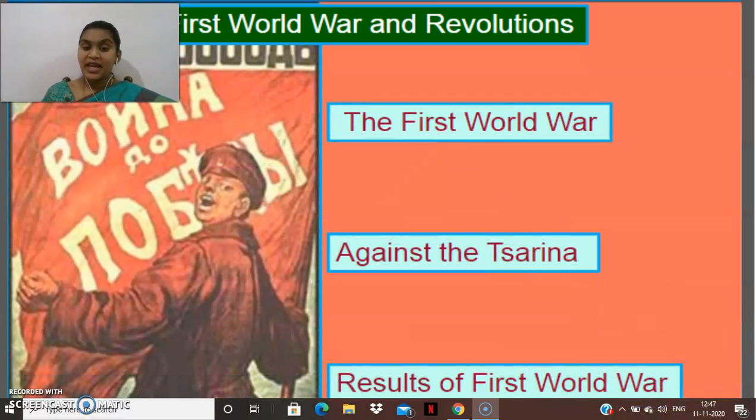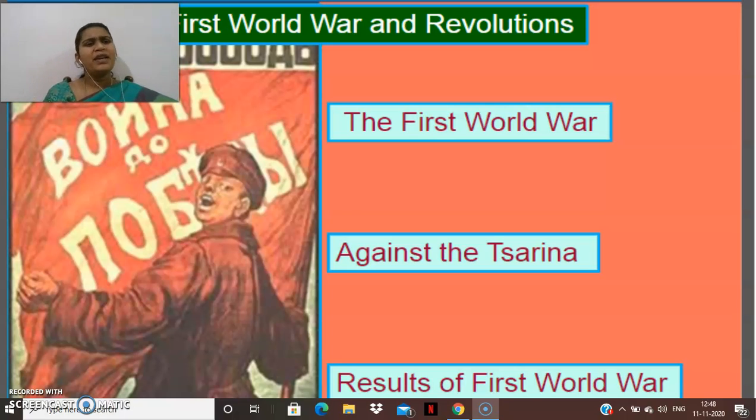So guys, be careful, listen to the concept very well, okay? And one more thing, what are the causes of the First World War? You just go through, browse and understand. In 10th standard, you will have a very important concept, that is imperialism. So I'm telling you only one cause, that is imperialism. Imperialism is one of the main causes of the First World War.